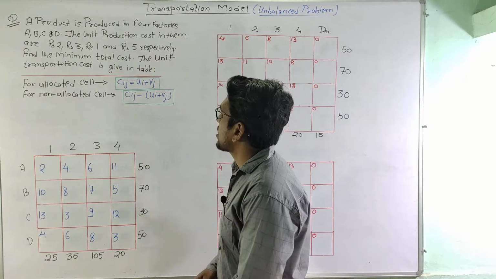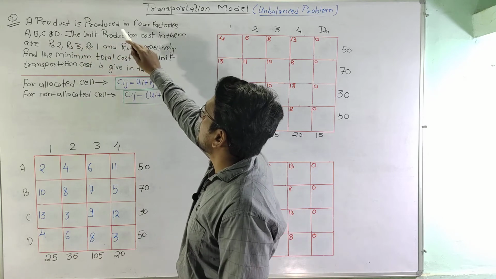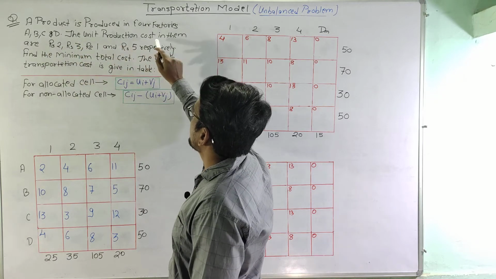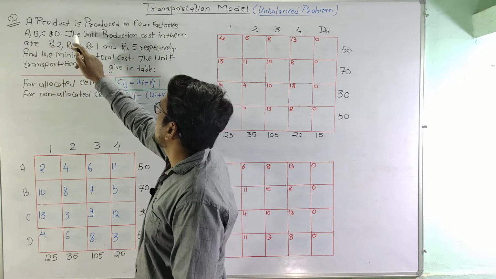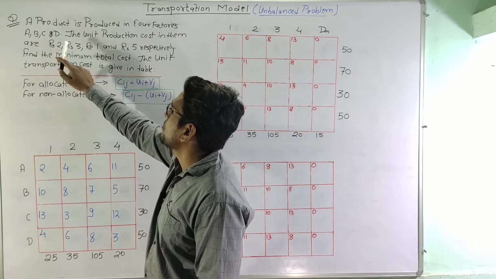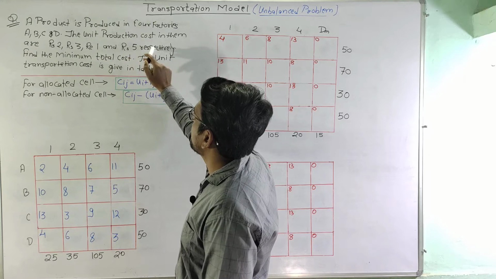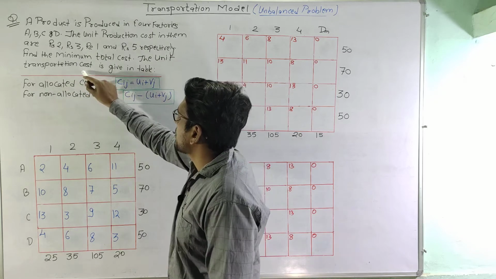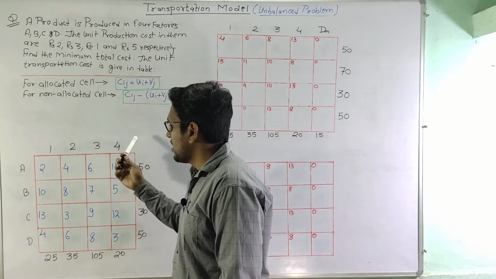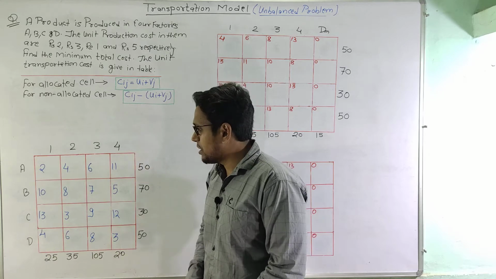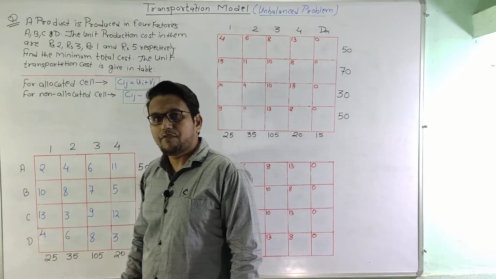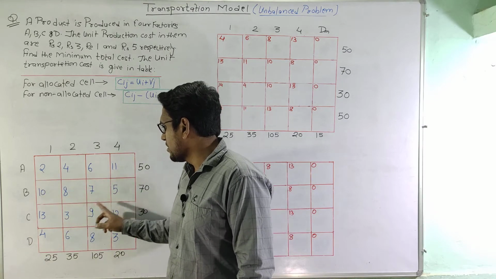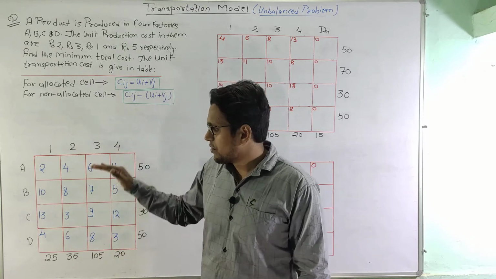Here the question says that a product is produced in 4 factories A, B, C and D. The unit production costs in them are rupees 2, rupees 3, rupees 1 and rupees 5 respectively. Find the minimum total cost. The unit transportation cost is given in the table, where A, B, C, D are the 4 factories, and 1, 2, 3, 4 are the 4 stores.